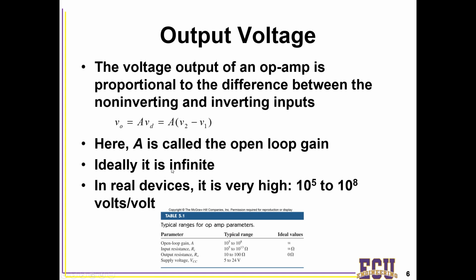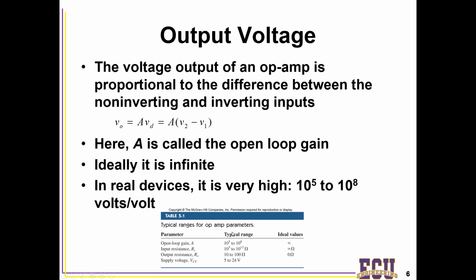In real devices, you can't actually get anything to be infinite, and so typically it's very high, on the order of 10 to the 5th up to 10 to the 8th, and this is volts per volt. Remember, we're talking about multiplying a voltage here, so it's how many volts output do I get per volt of differential. So typically your gain is unitless. If you think about dividing volts by volts, the units actually cancel out. So our gain is unitless.